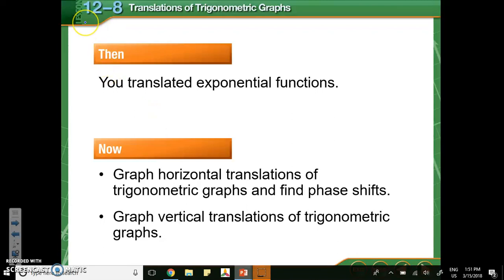Hello again. We are getting close to the end of Unit 12. This is Section 8. We're expanding what we talked about in the last section. We started talking about sine and cosine and tangent graphs specifically. In this section, we're going to talk a little bit more about how to translate those.